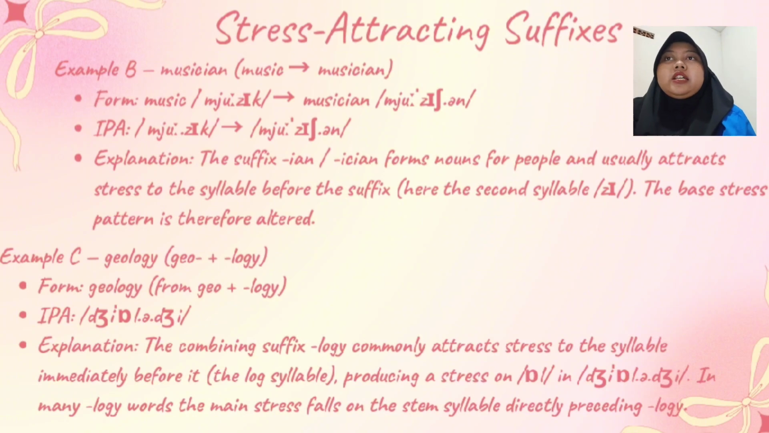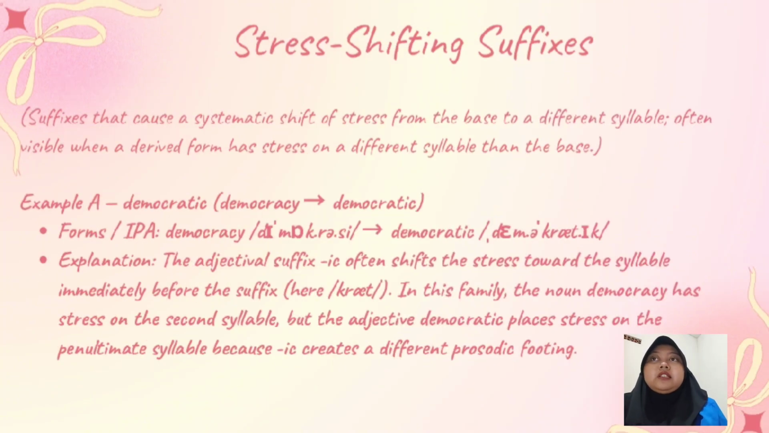Alright, next, example C: photographic. Photograph to photographic, forms IPA photograph. Photograph to photographic. Adding -ic, forming an adjective from a noun, often causes stress to move to the syllable immediately before the suffix. The base photograph has initial stress. Photographic moves stress rightward.